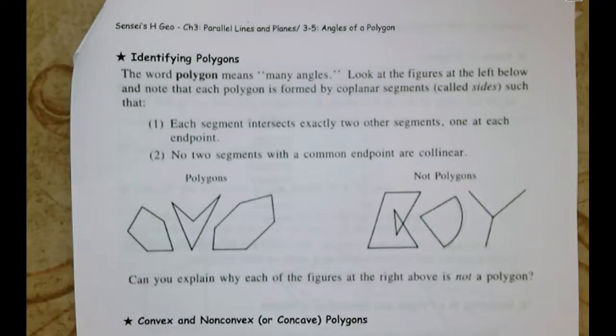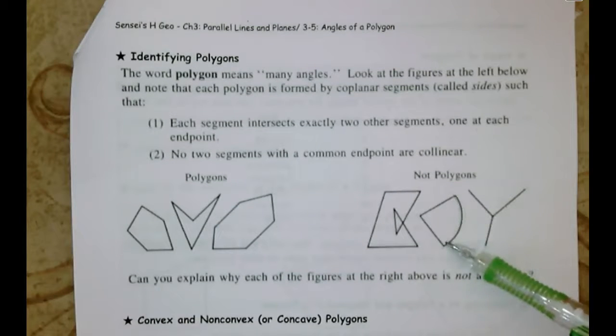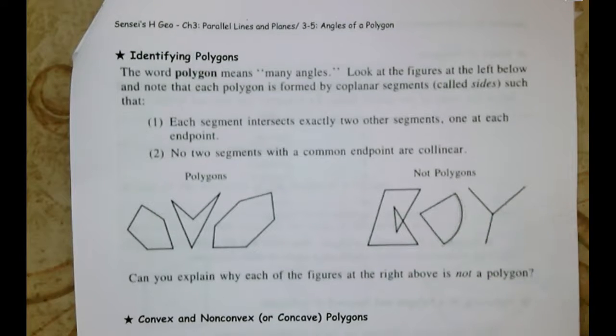I wonder if there's a better example for the two. Okay, so I guess because this is a curve, it's not a segment, right? So that's the problem. This is not a segment. And this is not intersecting at each point.